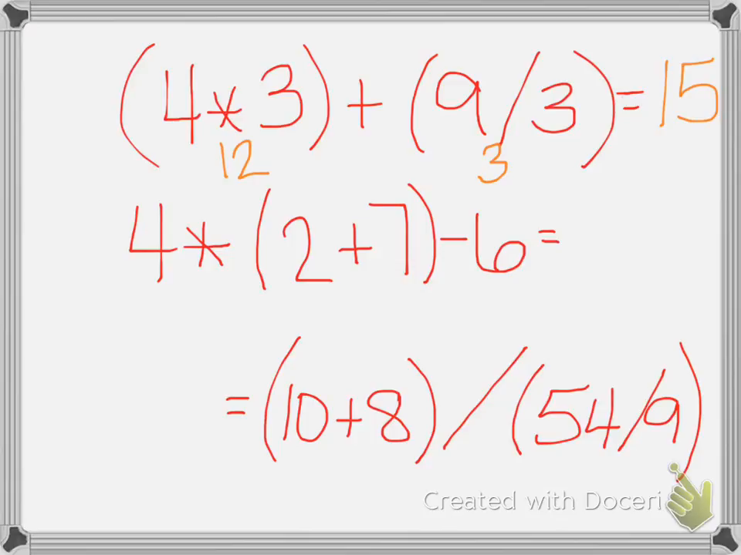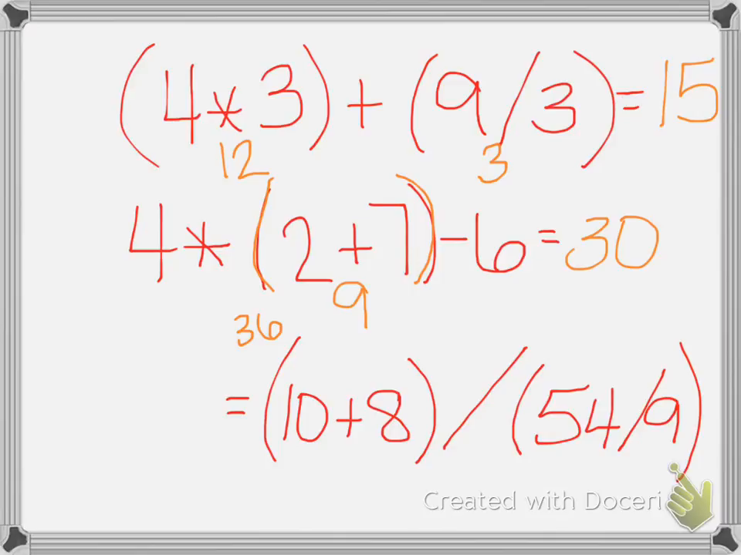For B, we have 4 times (2 plus 7) minus 6. So again, our grouping symbols are our parentheses, which are around 2 plus 7, which we do first, which is 9. Then we look at our order of operations, and it says we do anything that's multiplication or division next. So 4 times 9 is 36. The last thing we have is 36 minus 6, which is 30.